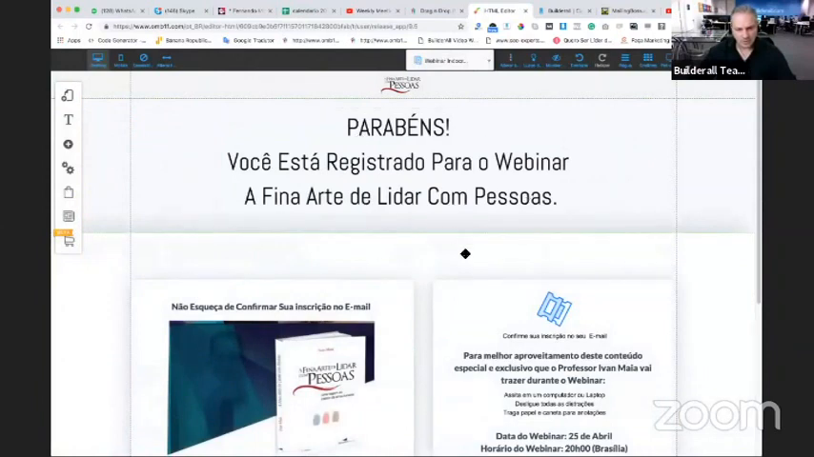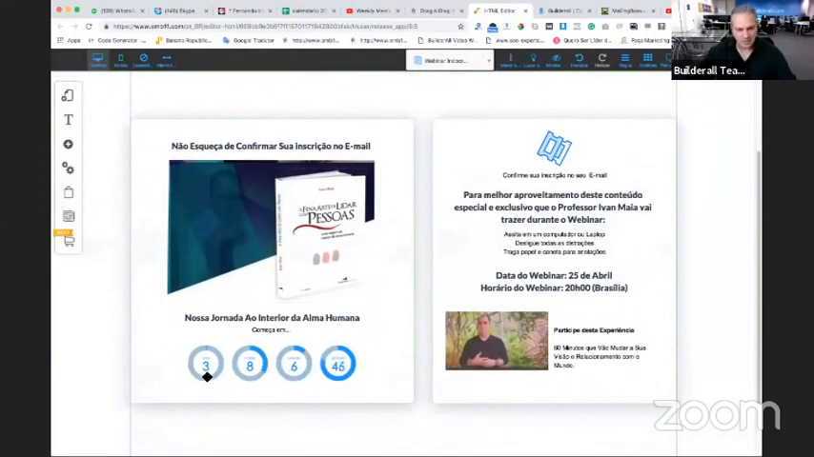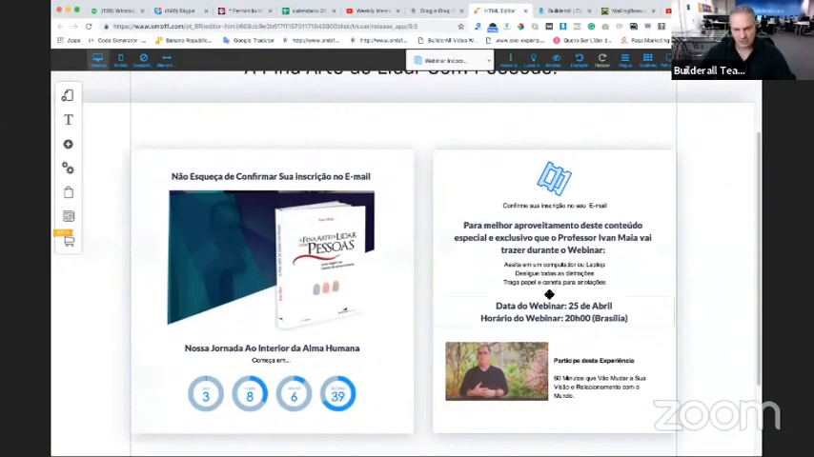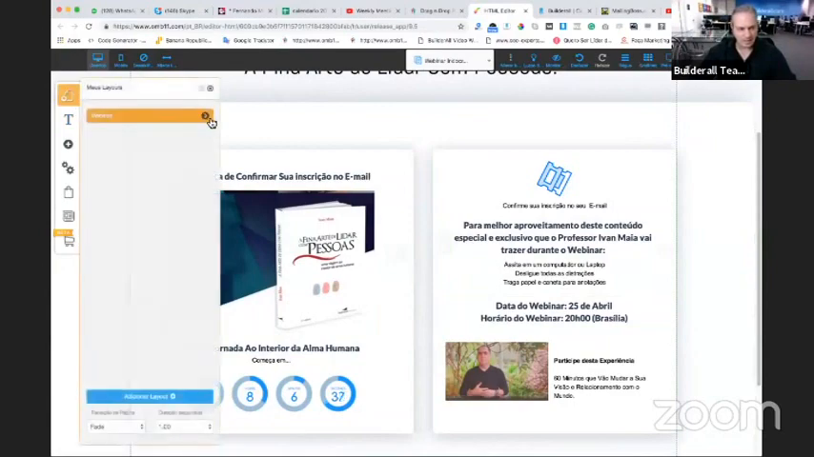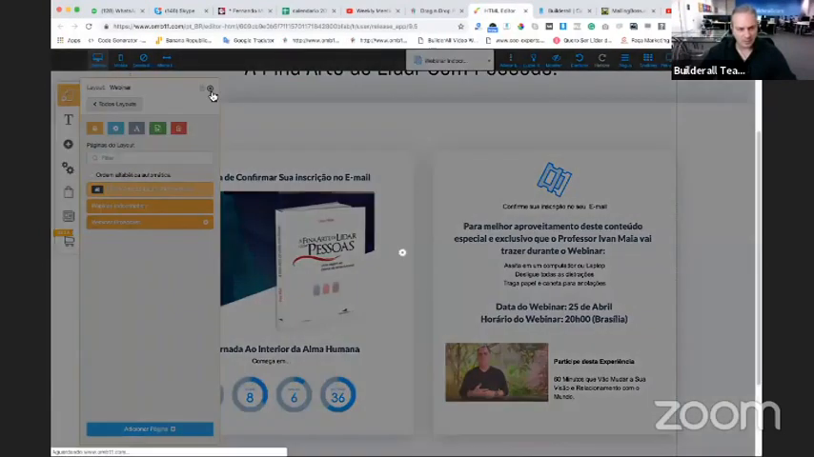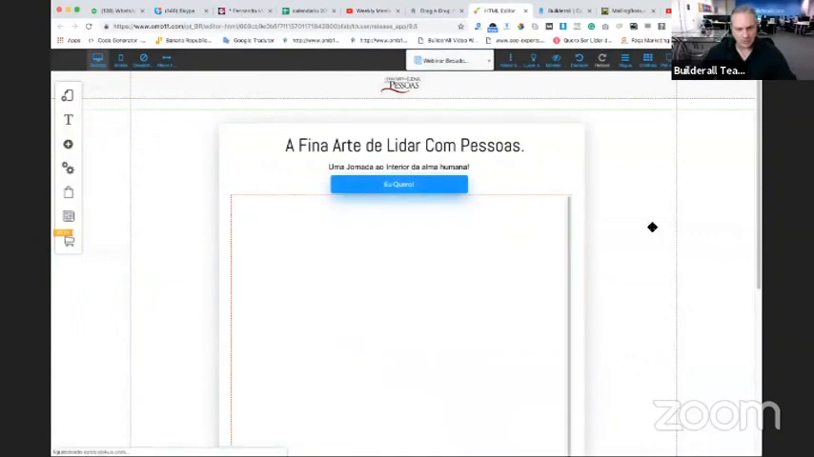Indoctrination page. So congratulations, you are registered. This is the image. This is the timer. When the timer reaches 0, it's going to redirect everybody to the webinar page. Some instructions for the webinar. And then here we have the broadcast page where we are going to be doing the webinar.